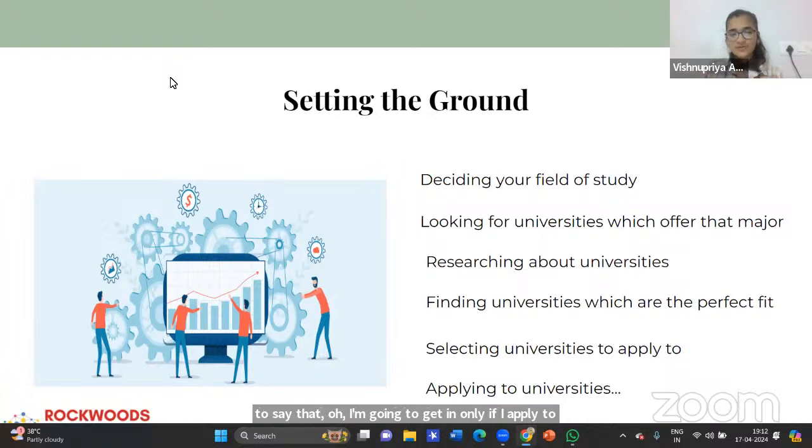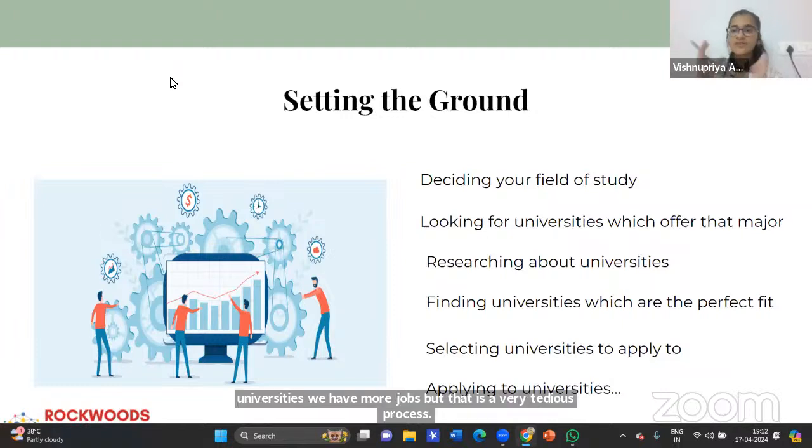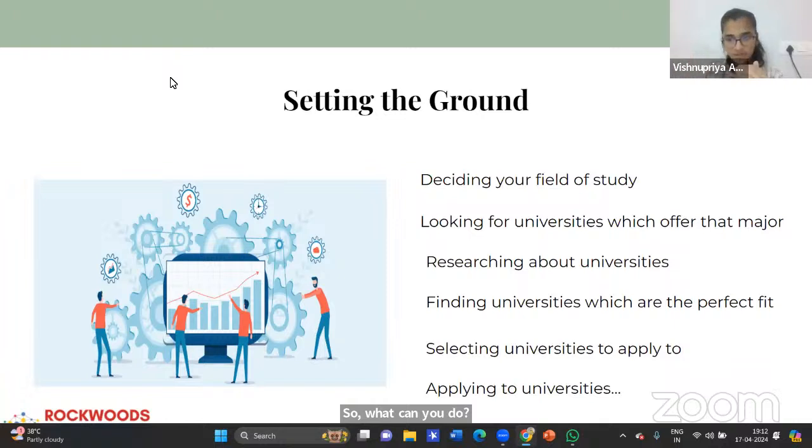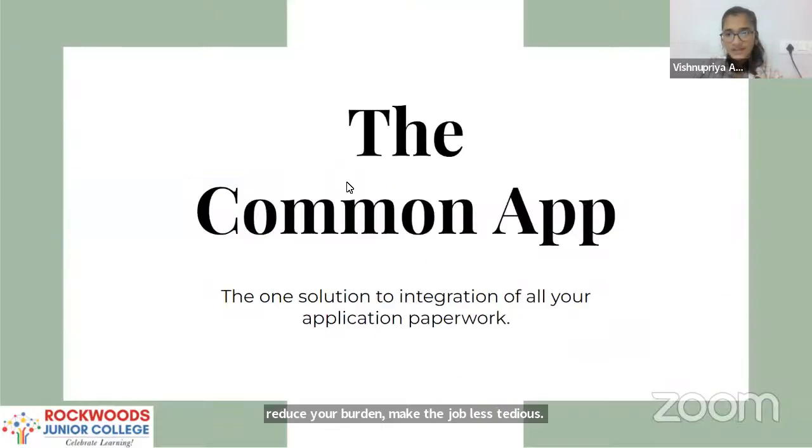So what we have to do is apply to multiple universities, because they have very, very low acceptance rates, and when we apply to multiple universities we have more chance. But that is a very tedious process. So what can you do to make your paperwork less, reduce your burden, make the job less tedious? You have to just go to Common App.